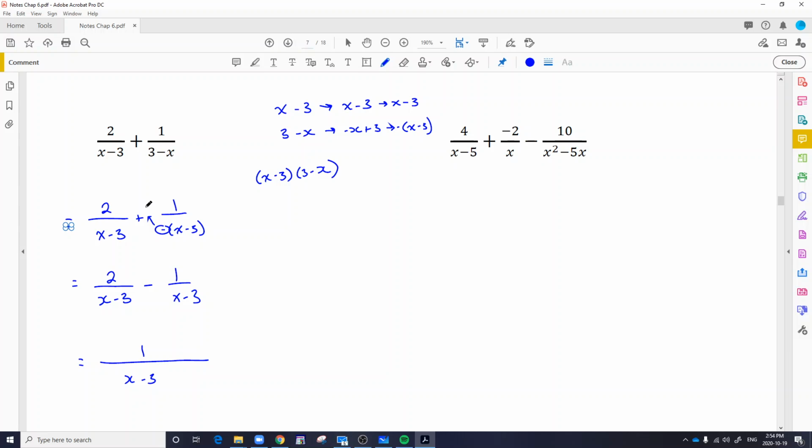You'll do a lot of work and then you'll end up with this answer. So I really wanted to show this one because if you ever end up with denominators that are the same but reversed, just factor out a negative 1 and they're the same.